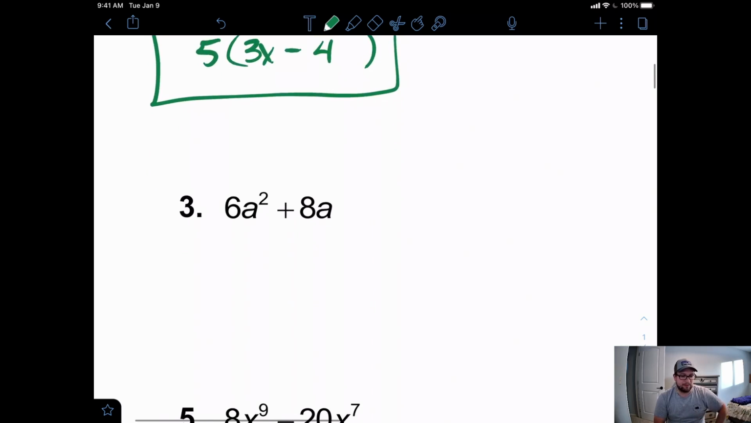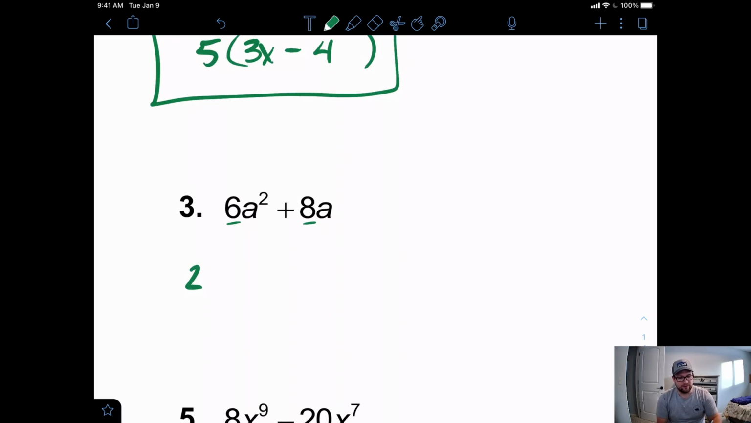Looking ahead to problem number 3, now we introduce another layer, right? This is just a big old onion ball of layers. The new piece that we add is that we have a squared and a. We have variables that are consistent between each of them. So we start the problem the same way. We say what number divides into 6 and also divides into 8? And that answer is, of course, 2.